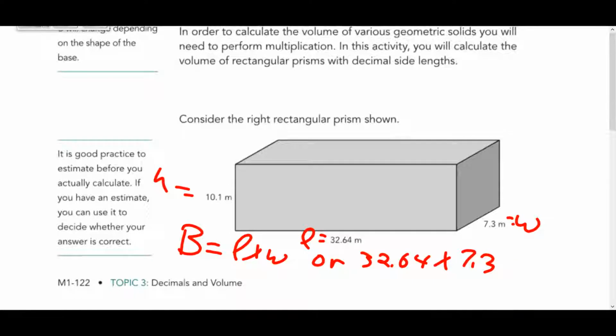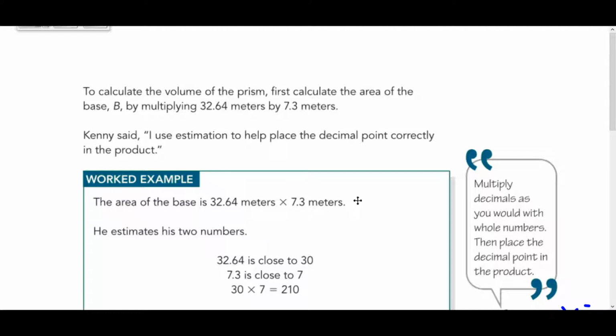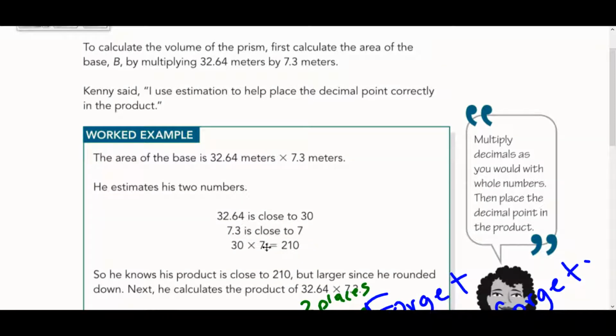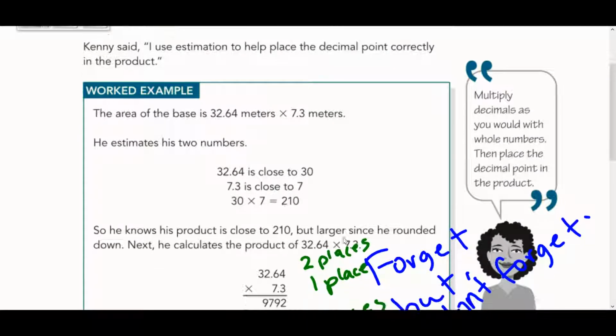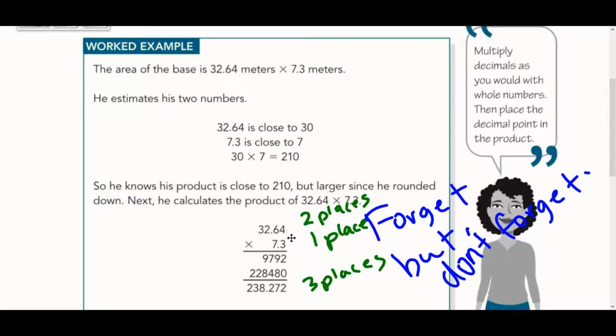All right, so if we go to the next page, they talk about how they used estimation to see if we're close. They got it should be around 210. We'll see. They did 32.64 times 7.3, like we were talking. And I mentioned this little phrase over to the side: forget, but don't forget. So forget about the decimals. It's the first step. Forget about the decimals, but make sure you don't forget at the very end. Meaning, multiply these two numbers as if the decimals weren't there, and then you write down your answer, and then you bring in the decimal. So don't forget at the end.